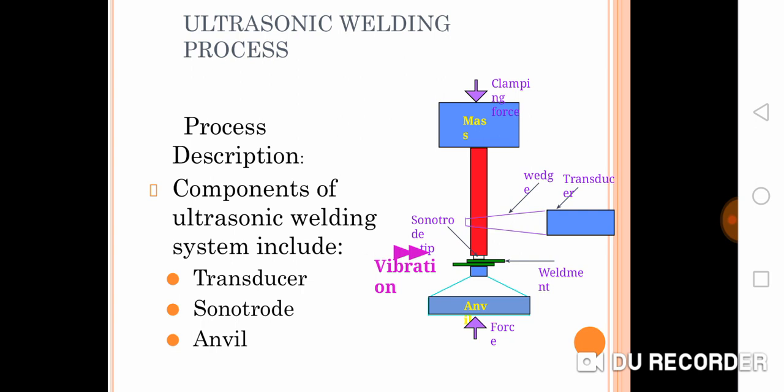That vibration is carried to the workpiece using the sonotrode. The sonotrode consists of the transducer tip and the component that is vibrating. Simply, the vibration from the transducer is connected to the sonotrode, so the sonotrode will vibrate. You can see here that the sonotrode at the same time holds the workpiece and also vibrates. The function of the anvil is to support the workpiece.